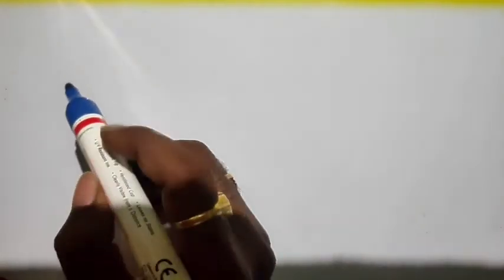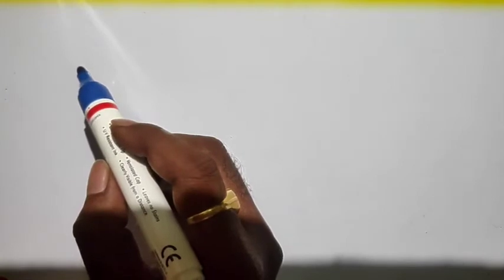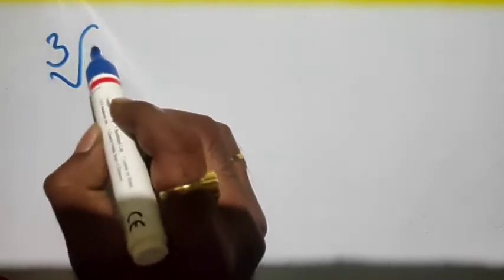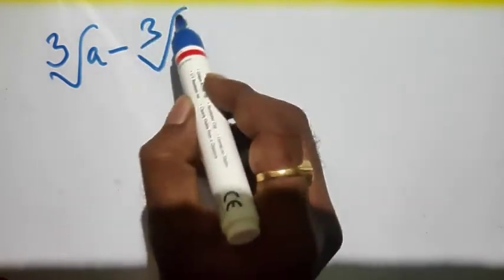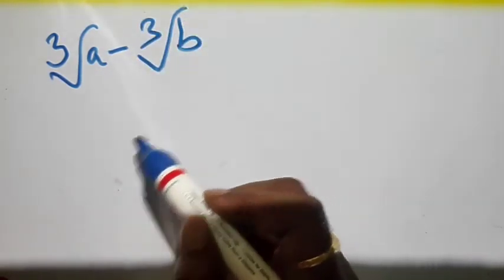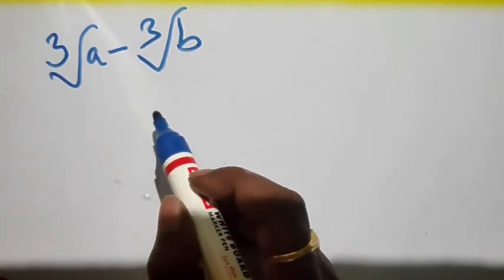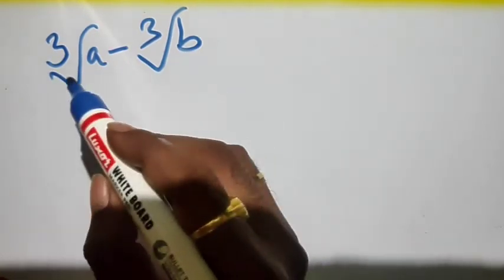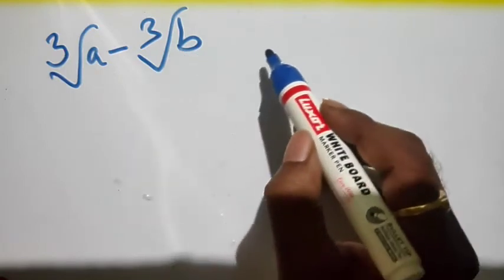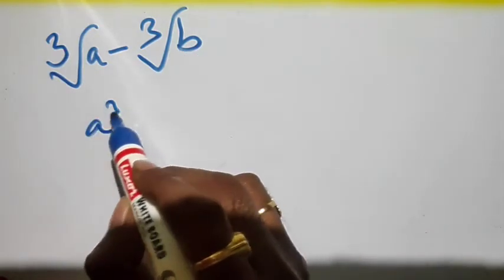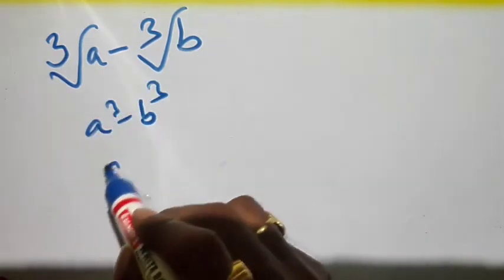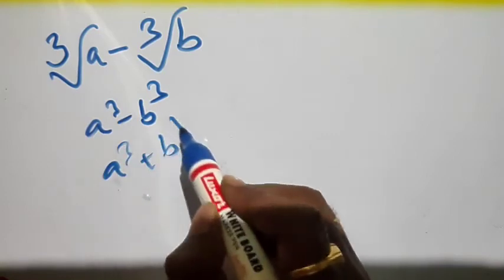See my dear children, now cubic surds, cubic binomial surds. For example, if the denominator is in the form of cube root of a minus cube root of b, then how to rationalize this type of denominator? Here the order is 3, so we have to use the formula a cube minus b cube or a cube plus b cube form.